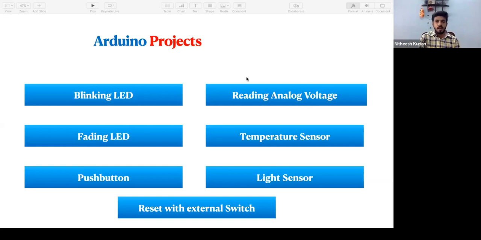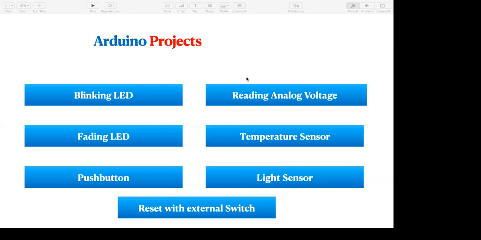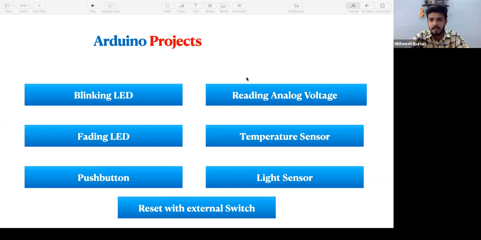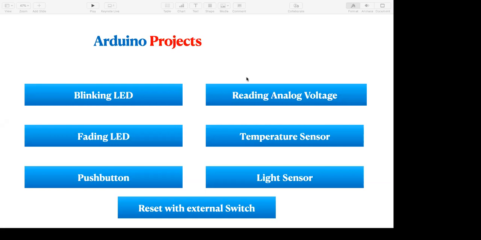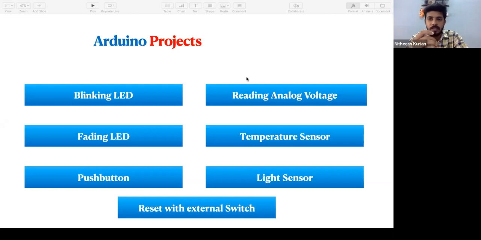Anyway, yesterday we discussed blinking of LED, fading of LED, and we read an analog voltage through the Arduino board, and also we read a digital push button through a digital pin and turned on the LED. Today we are going to interface a temperature sensor, a light sensor, and a buzzer, motor, etc. And before that, yesterday somebody asked how to reset an Arduino using an external switch or external pin. Okay, first I will show you how to reset Arduino using the external switch.